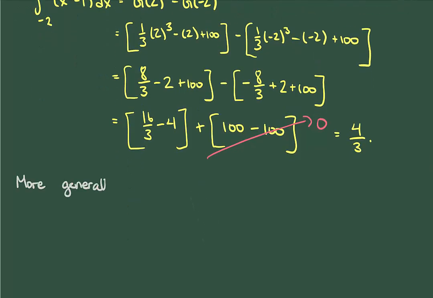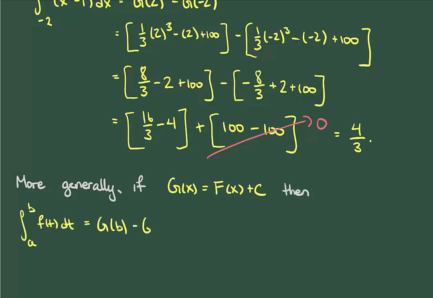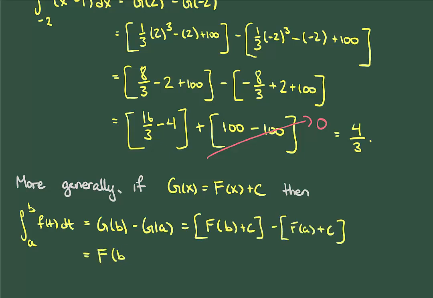Now, of course, there's nothing special about the number 100. Taking G of x to be F of x plus c, and applying the fundamental theorem, we'll see that the constants cancel each other out, giving us the same answer regardless of which antiderivative we use.